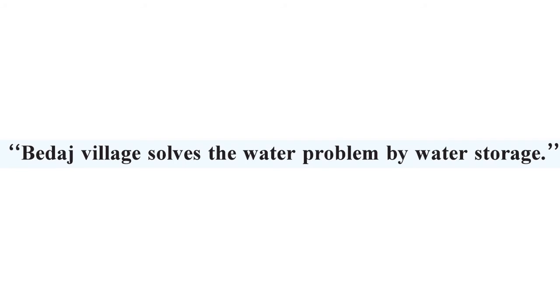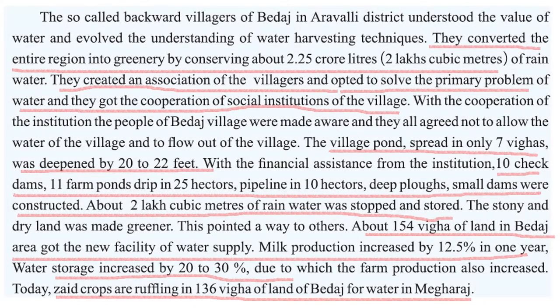Let us see an example of a village which solved the water problem through water storage. That is the Bedaj village of Gujarat. The so-called backward village of Bedaj, which is situated in the Arvalli district of Gujarat, has understood the value of water and watershed development. They have converted the entire region, which was very dry and arid in the past, into greenery by conserving 2.25 crore liters of rainwater.